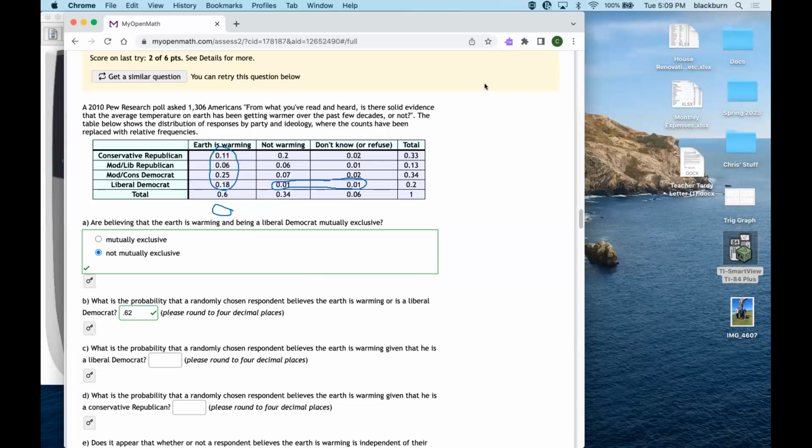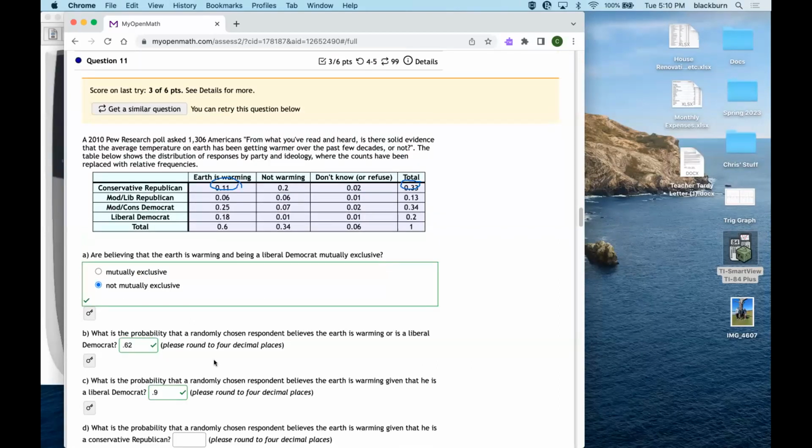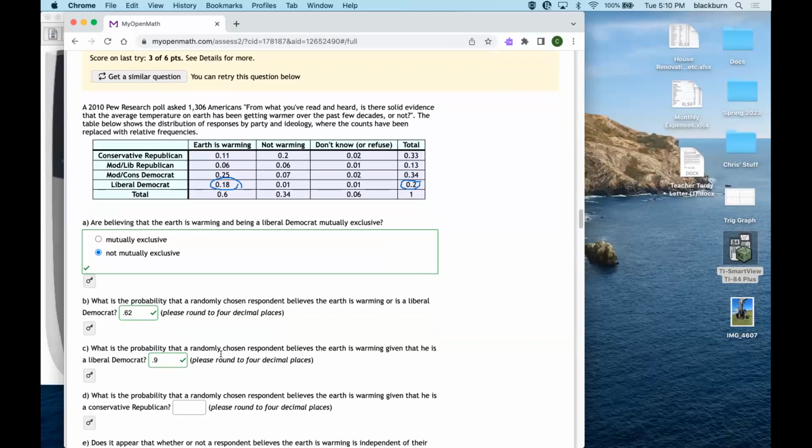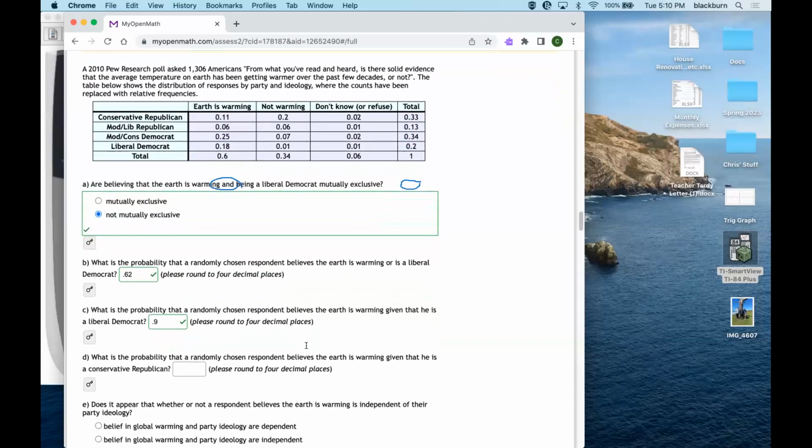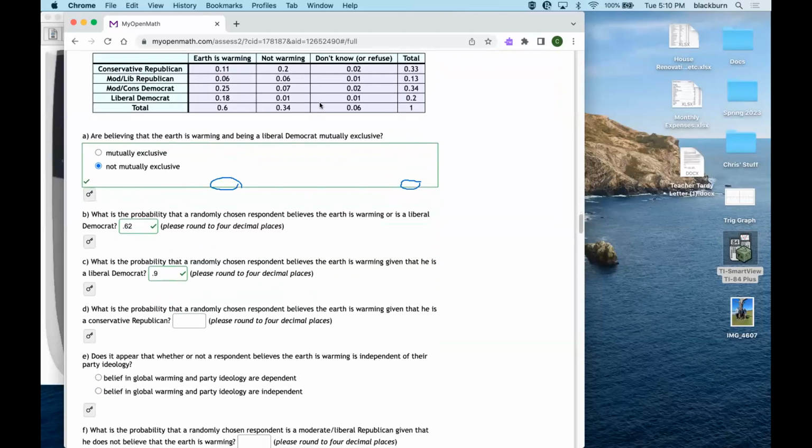What's the probability that a randomly chosen respondent believes the earth is warming, given that he is a liberal Democrat? So you look at this row right here, you got 0.2 are liberal Democrats, 0.18 are liberal Democrats and earth is warming people. So we're going to do 0.18 divided by 0.2 for this one. So that should be 0.9. So then you just go through with that, the rest of them.